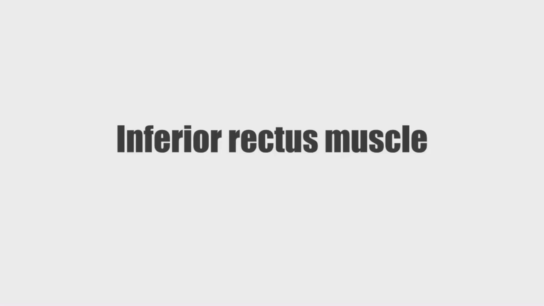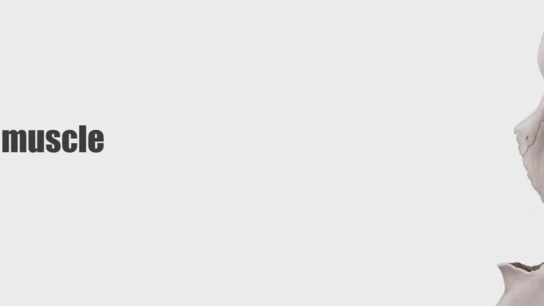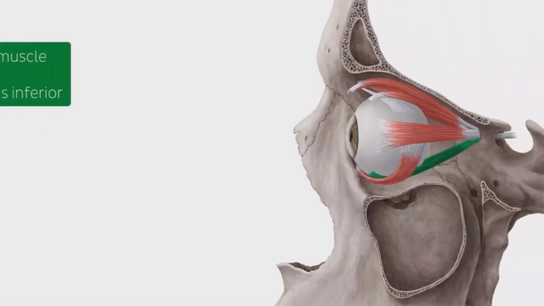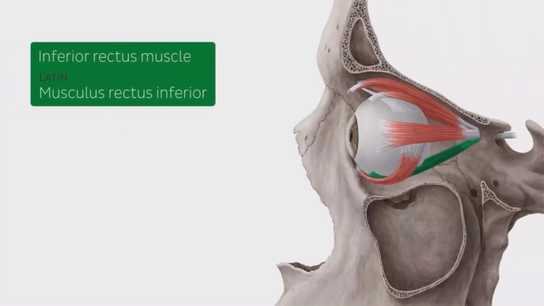In this tutorial we will discuss one of the 6 extraocular muscles of the eye, the inferior rectus muscle. The inferior rectus muscle is one of 6 extraocular muscles of the eye that control eye movement.